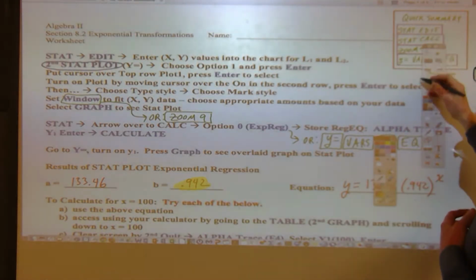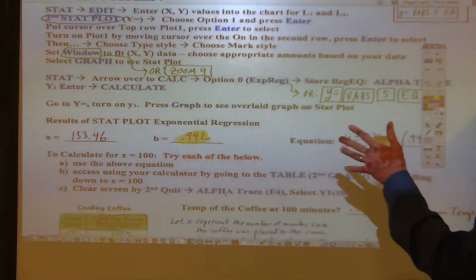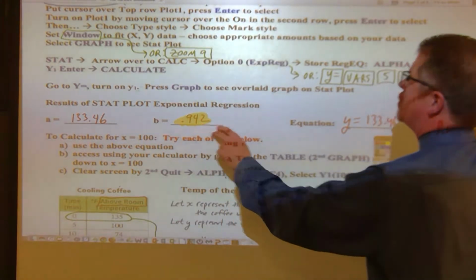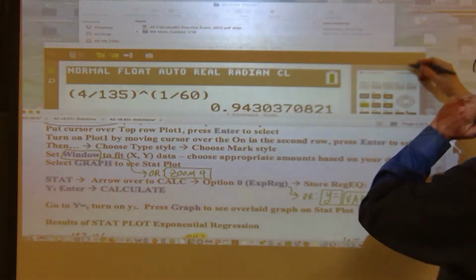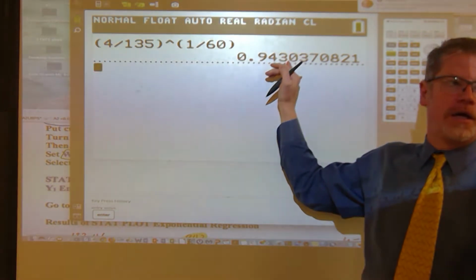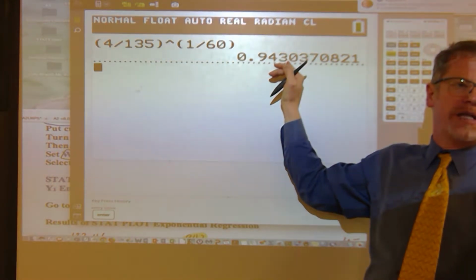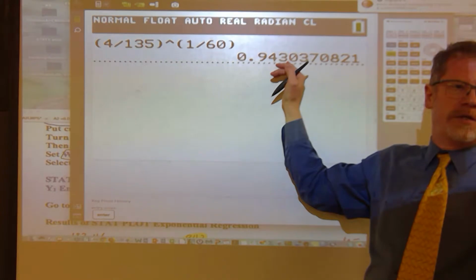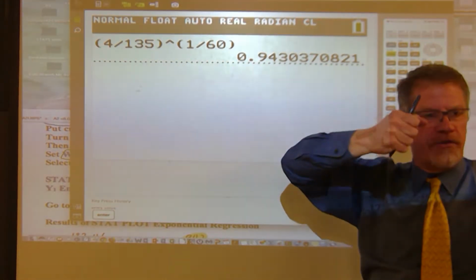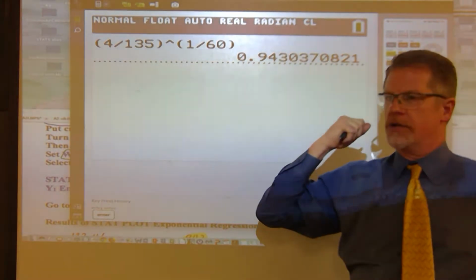Let's see, let's check this out. The value of B that the calculator gave us using exponential regression was 0.942. What did I get? 0.943. With hardly any work. And you're all still with us? So yeah, so hoods off here. That's how we roll here.